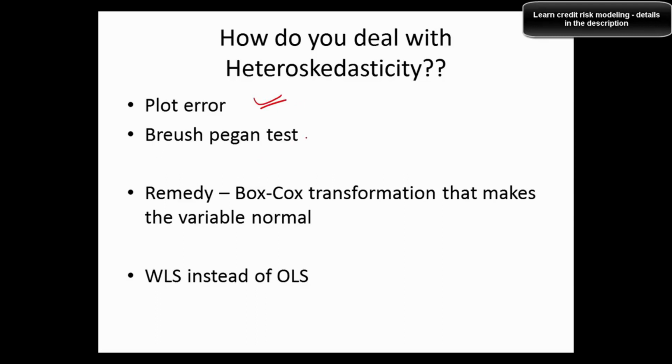Breusch-Pagan test, that's a statistical test you can perform in order to know whether there is presence of heteroskedasticity or not. So what are the remedies? Take the Box-Cox transformation that makes the variable normal. That is one way of doing that. Another is using WLS instead of OLS, weighted least squares instead of ordinary least squares.